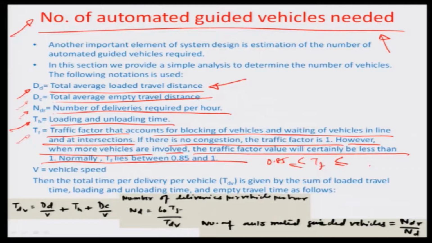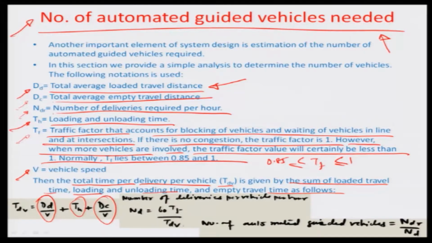So if we consider V to be the vehicle speed, then the total delivery time per delivery per vehicle, TDV, will be given by the sum of loaded travel time, loading and unloading time, and the empty travel time as follows. You have the total time for average loaded travel distance DD to be moved as DD by V, V being the vehicle speed. The total hold time where the loading unloading process happens is TH, and then the total empty travel distance is DC, and that divided by V gives the total empty traveling time.